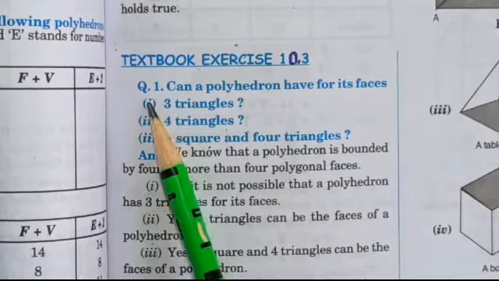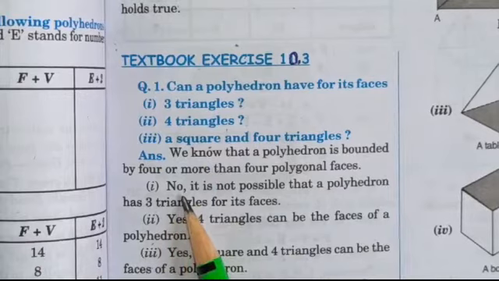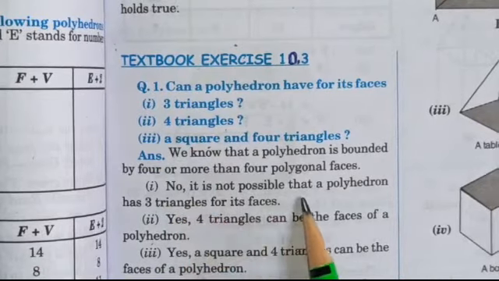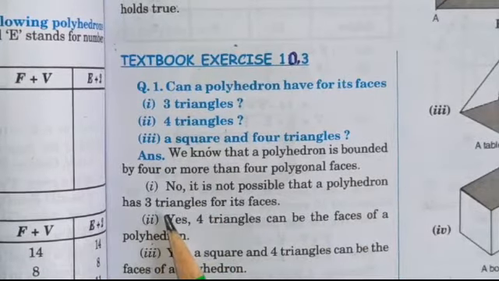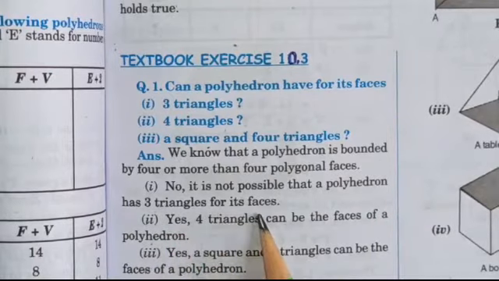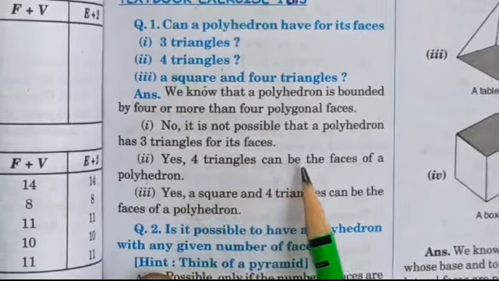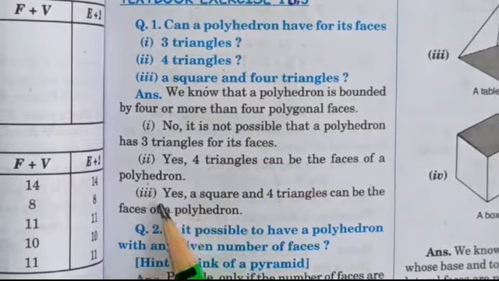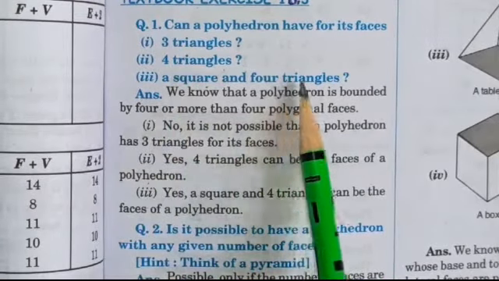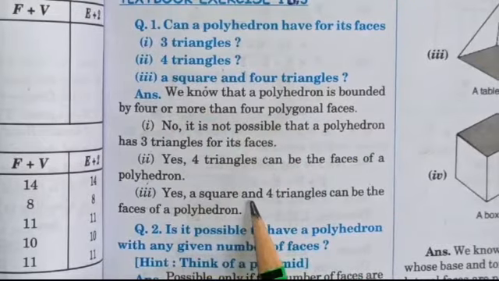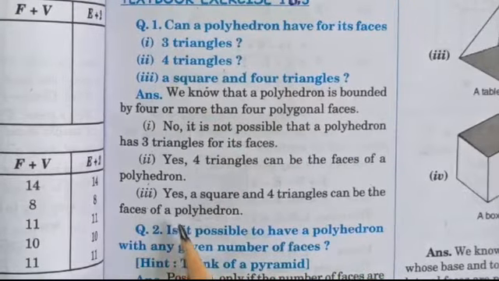Now for Roman number 1, answer: No, it is not possible that a polyhedron has 3 triangles for its faces. Roman number 2, 4 triangles. Yes, 4 triangles can be the faces of a polyhedron. Roman number 3, a square and 4 triangles. Yes, a square and 4 triangles can be the faces of a polyhedron.